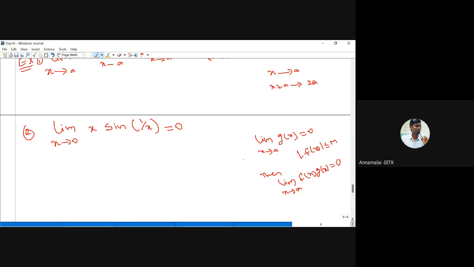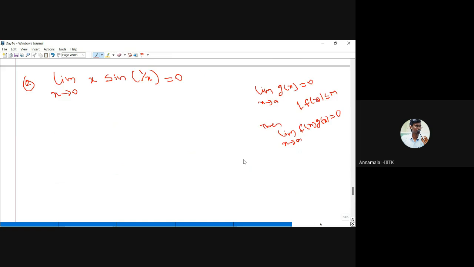I think maybe it is stated somewhere, but this is important here. Maybe I wrote that theorem. Otherwise, you can use the epsilon delta definition to prove that the limit is 0. Otherwise, simply use the theorem. Since sine is bounded and limit x goes to 0 of x is 0, therefore the product is 0.